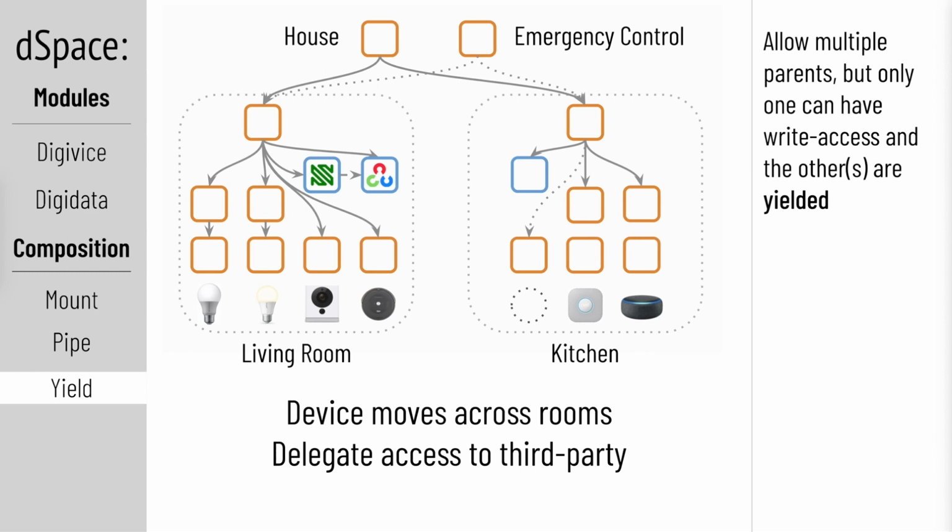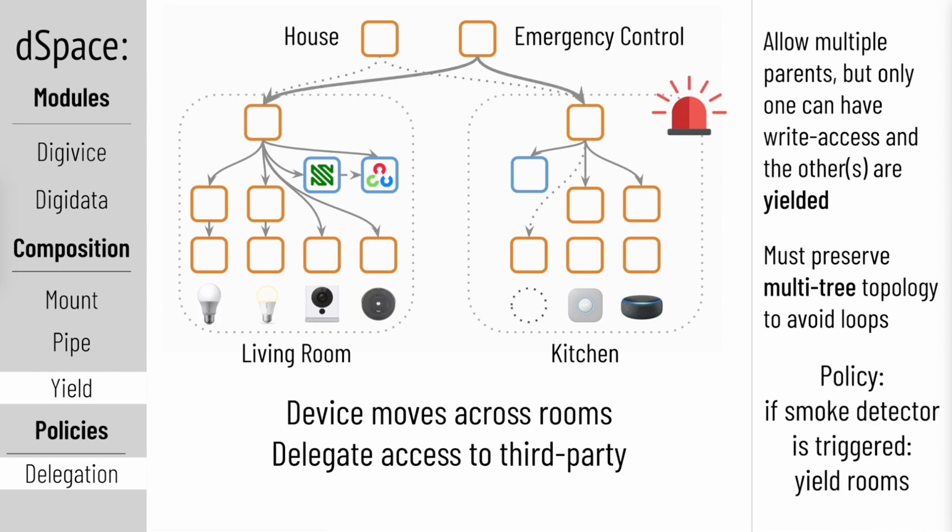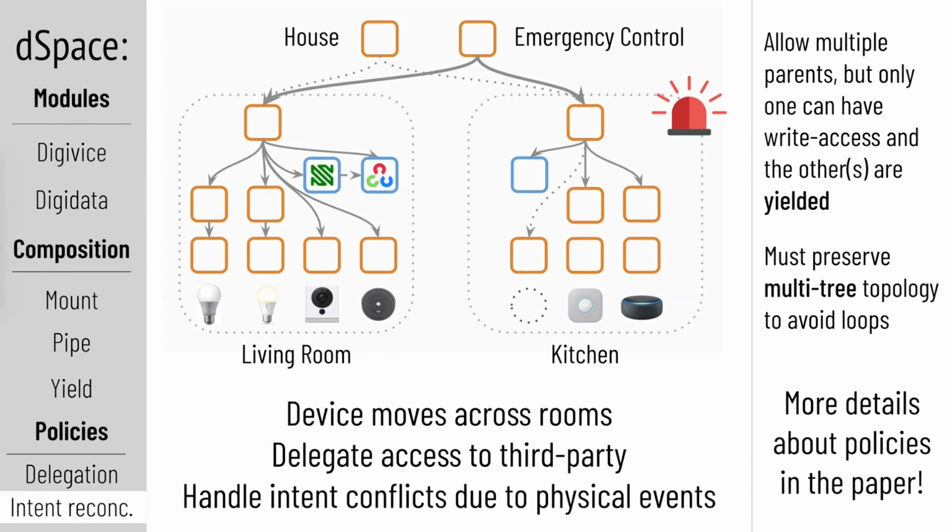Say your living room and kitchen are mounted to the house device as well as an emergency control from the city's fire department. Note that to achieve correctness, dSpace will ensure the resultant topology to be a multi-tree to avoid any mount loops. One can then define a policy that says if the smoke detector in the kitchen is triggered, yield the room from the house and make the emergency controller the active parent, which can then configure the room accordingly. More information about policies can be found in the paper, including how users can customize how intent conflicts are handled.